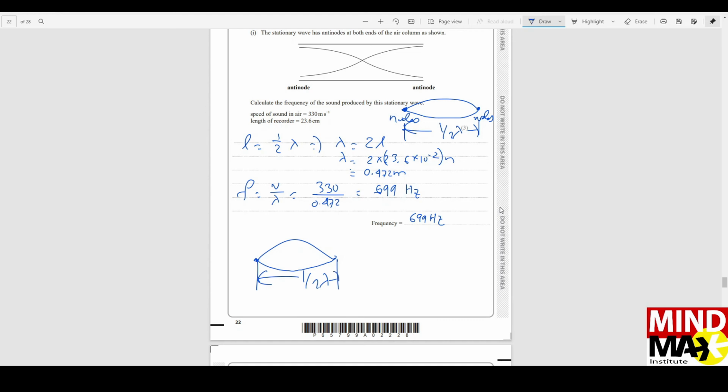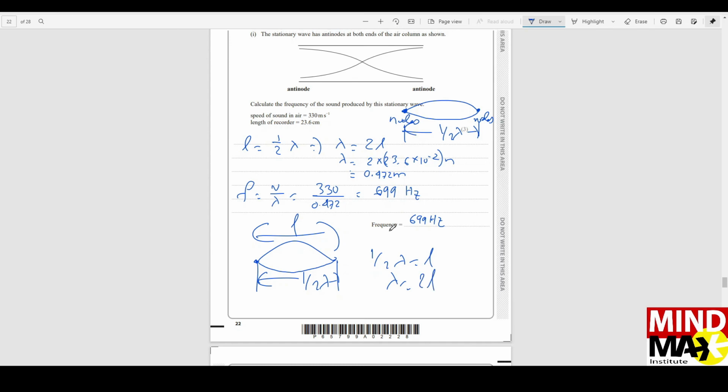Similarly, if the distance from one node to the next is half lambda, the distance from one antinode to the next would also be half lambda, right? So half lambda is the total length of the stationary wave here. So L, the total length of the stationary wave, is simply half lambda. If half lambda is the total length, that means lambda would simply be 2L. So lambda would be twice the length of the recorder.